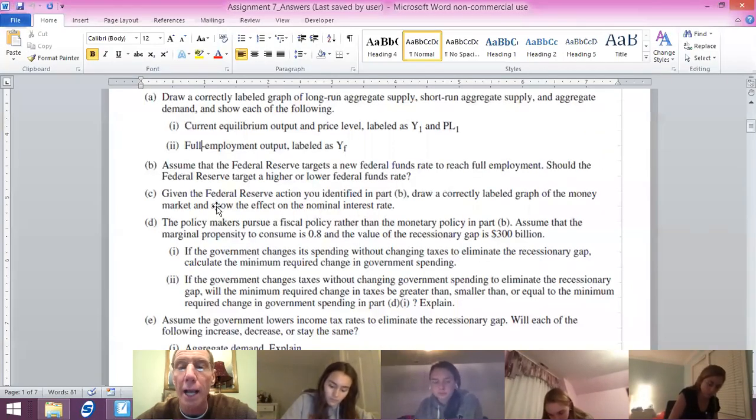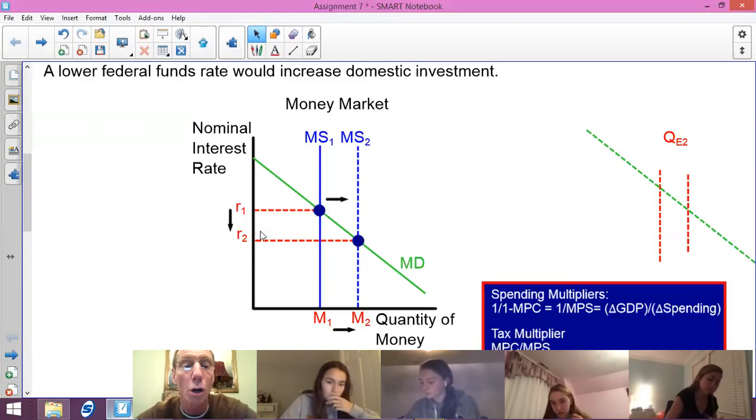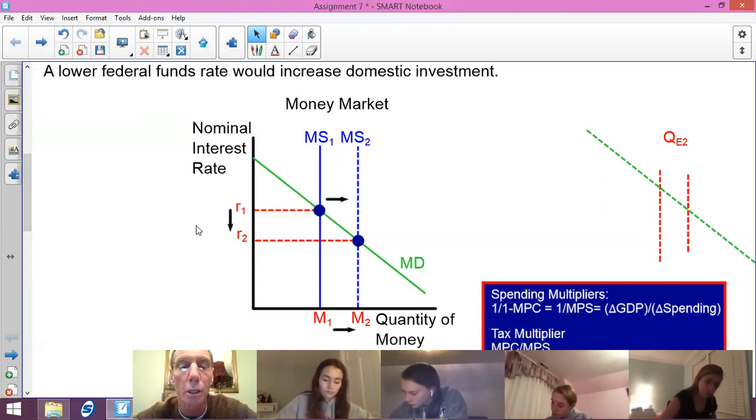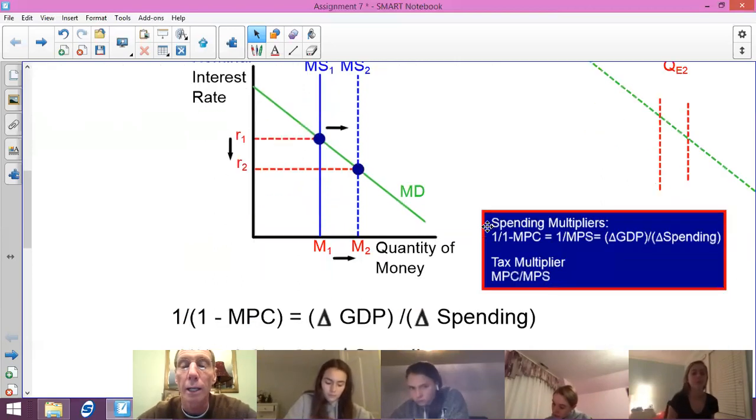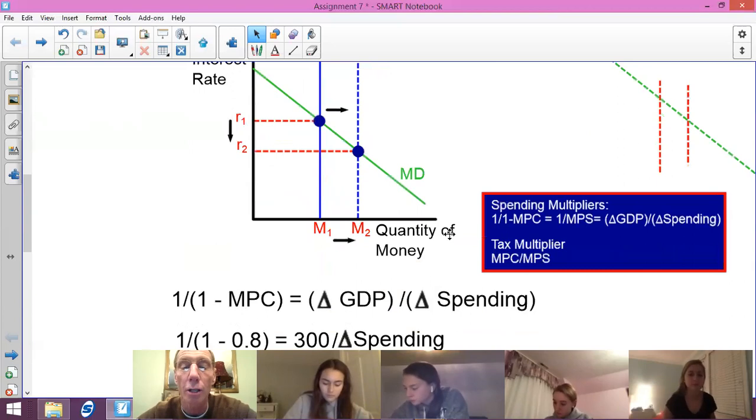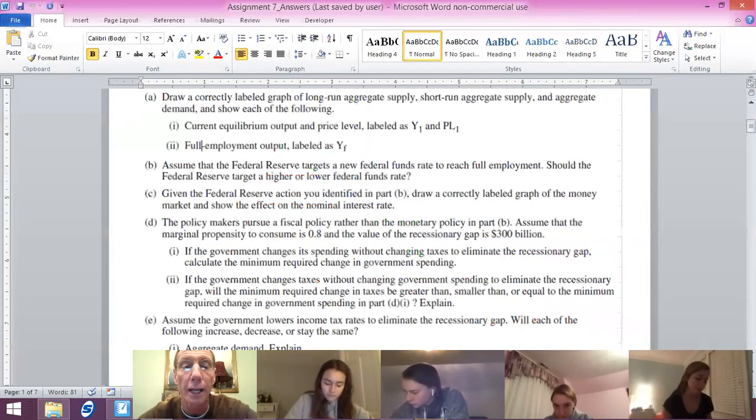Let's see. What are they actually asking us? Okay. Yeah. What they're asking you to do here is just draw this graph showing the nominal interest rate decreasing. Okay. All right. Now, the next part of this is also something new, but once again, it's not that hard.